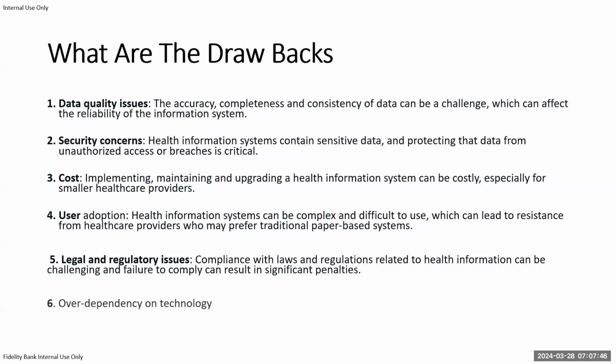And so these people may prefer the traditional paper-based systems. And once there is this resistance, you see that they're not going to implement it in what they are doing. There could also be legal and regulatory issues, where compliance with local laws and regulations related to health information can be challenging. And then the failure to comply may also result in penalties. Then the last drawback I want to talk about is over-dependency on technology, where staff may lose the ability to function in case of any technical glitch.